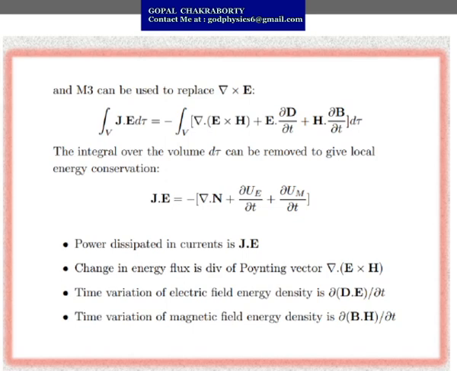So J dot E equals minus of within bracket del dot N plus del U E by del T plus del U M by del T. Here J dot E represents power dissipated in current, and the next term, del dot E cross H, represents the change in energy flux, the divergence of the Poynting vector. The time variation of electric field energy density is del of D dot E by del T, and the time variation of magnetic field energy density is del of B dot H by del T.